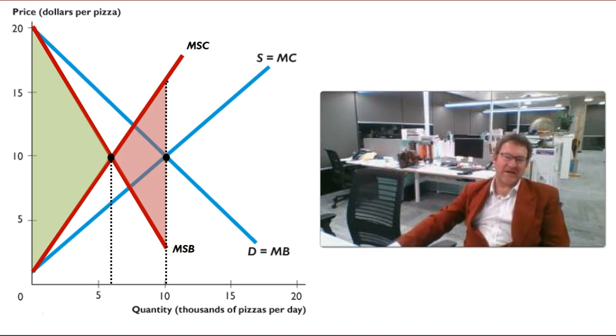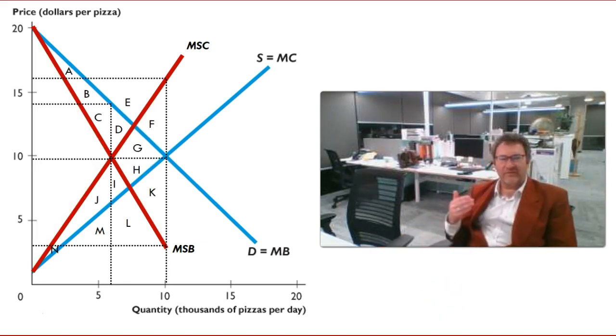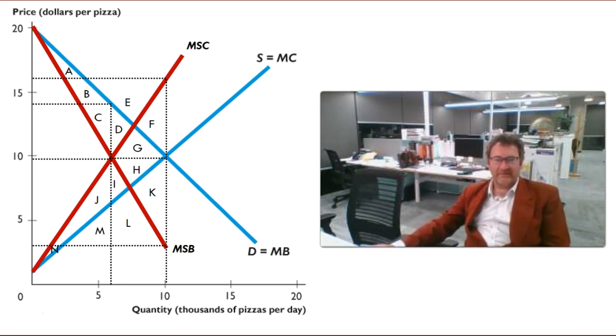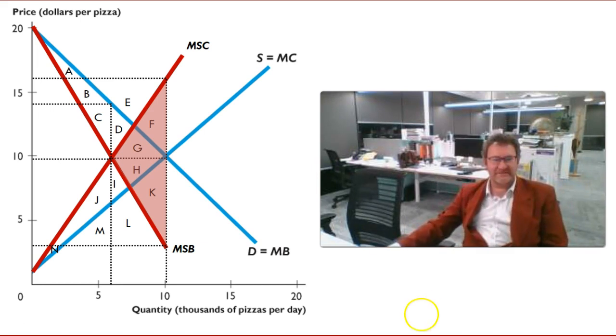So, when we go back to our original graph, we're just looking for that area here. FGHK. That's the answer to that question.